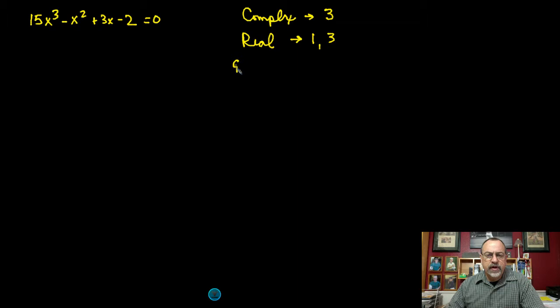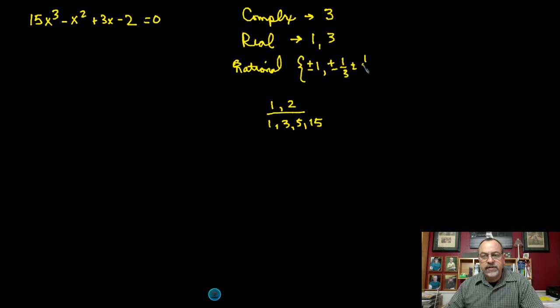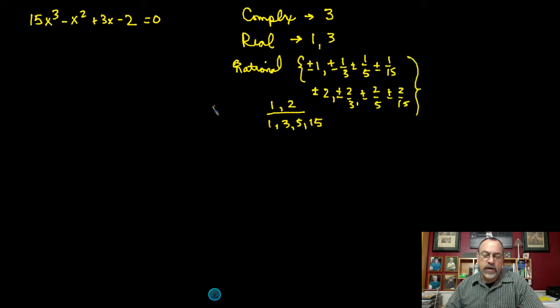I then am going to use the rational zeros theorem to make a list of my possible rationals. So I take my factors of my constant, which are 1 and 2, over the factors of my leading coefficient, 1, 3, 5, and 15, and I can make my list. So I'm going to have plus or minus 1, plus or minus 1 over 3, plus or minus 1 over 5, and plus or minus 1 over 15. Those are possibles. Plus or minus 2 over 1, plus or minus 2 over 3, plus or minus 2 over 5, and plus or minus 2 over 15. So these are my possible rational zeros.